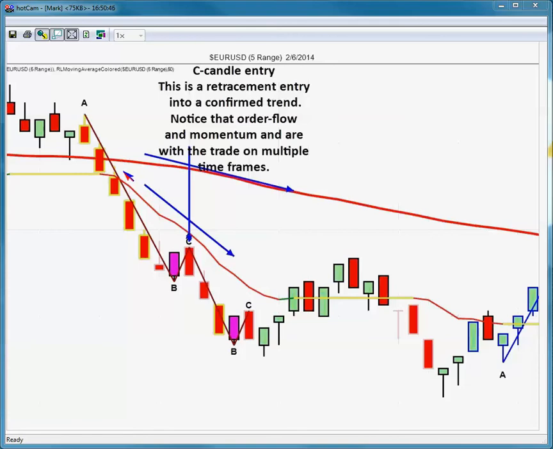Same trade again. Now, basically, you can see 2 trades here. Now the C candle, as I said, is a retracement entry into a confirmed trend. And on this particular trade, this is a two-line signal. We have order flow and we have momentum, but we don't have stochastic with us.